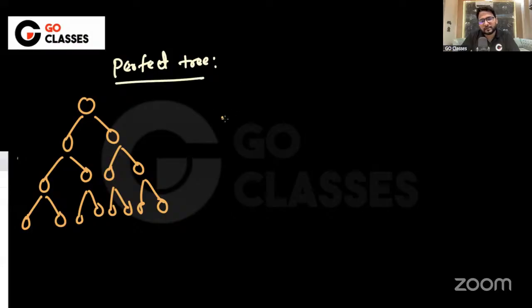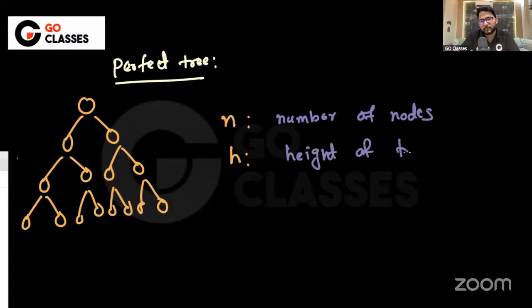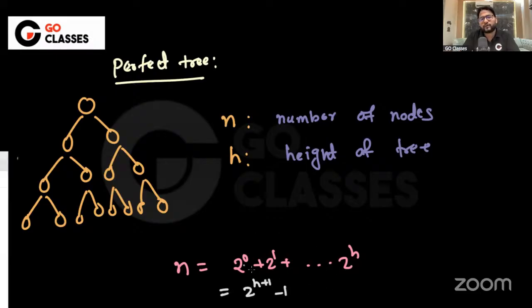Suppose n is the number of nodes and h is the height of the tree. So what could be the relationship? This is also very easy. How? The total number of nodes is n, which is nothing but 2 power 0 plus 2 power 1 till 2 power h, isn't it? So basically, this is nothing but 2 power (h plus 1) minus 1. Right?